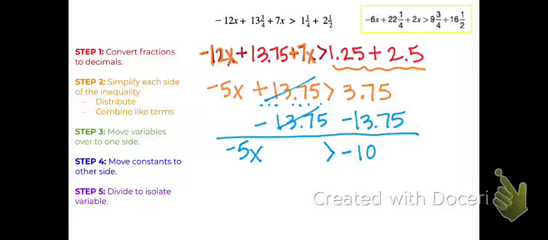The next step is to isolate my variable, this x. So I'm going to undo this multiplying by -5 by dividing by -5. And I need to do that on both sides. So -5 divided by -5 is 1, so I'm just left with 1x. And on the right side, I have a 2. Now again, do I flip the sign? I just divided by a negative number, so I do flip the sign. Only flip the sign if you multiply or divide by a negative.